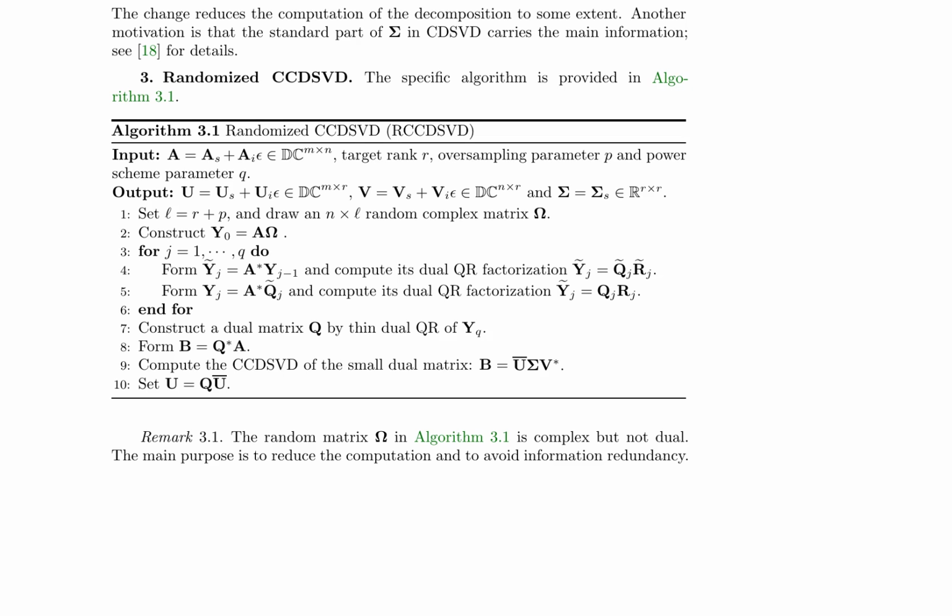The randomized algorithm involves drawing a random complex matrix omega, constructing a matrix Y0, and iteratively applying a power scheme to reduce the dimensionality of the matrix. The final step involves computing the CCD-SVD of a small dual matrix B and setting U equals Q. This approach enables efficient computation of the CCD-SVD for large matrices.